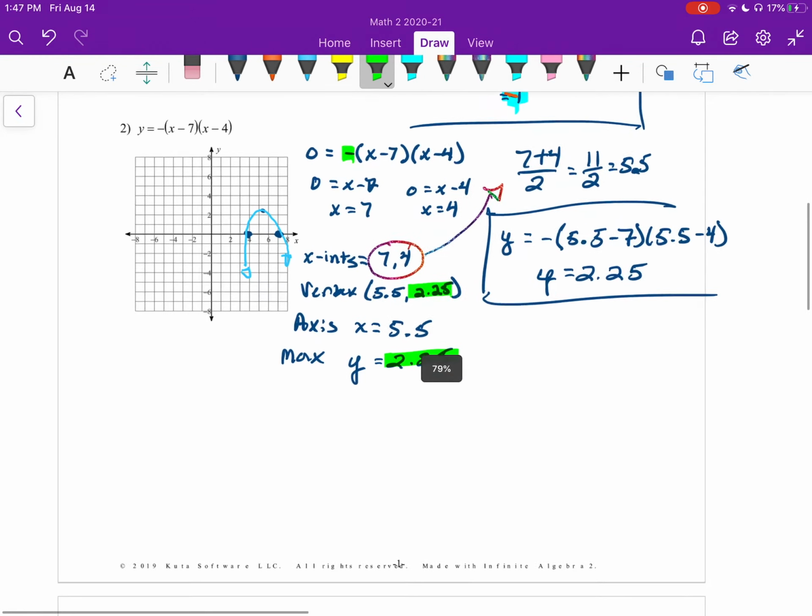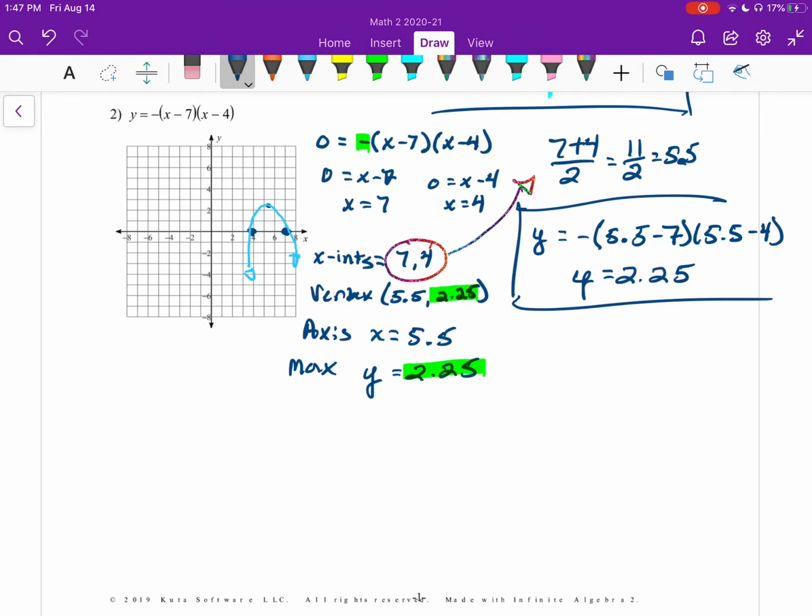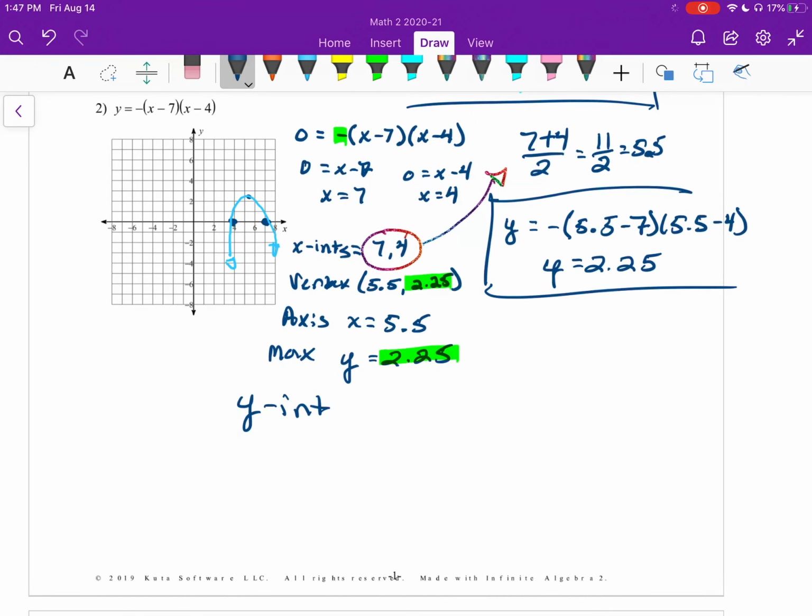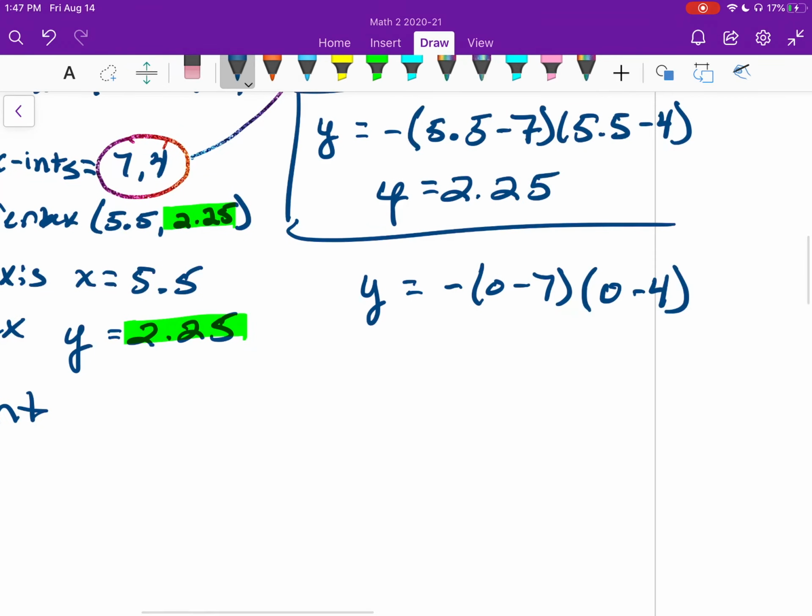And then last up, I've got to get my Y-intercept. My Y-intercept happens whenever x is 0, right? So I'm going to say y equals negative 0 minus 7, 0 minus 4. So to solve this, I have y equals negative 7, negative 4. Here I'm going to count my negatives. I've got 1, 2, 3 negatives. I'm going to be left over with 1 negative at the end. So I've got a negative 7 times 4 is 28.